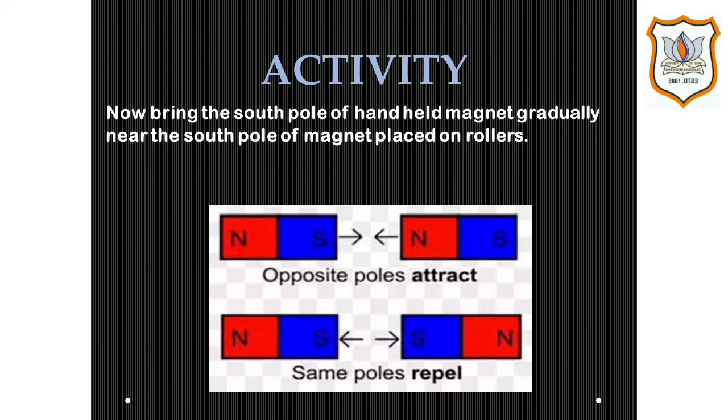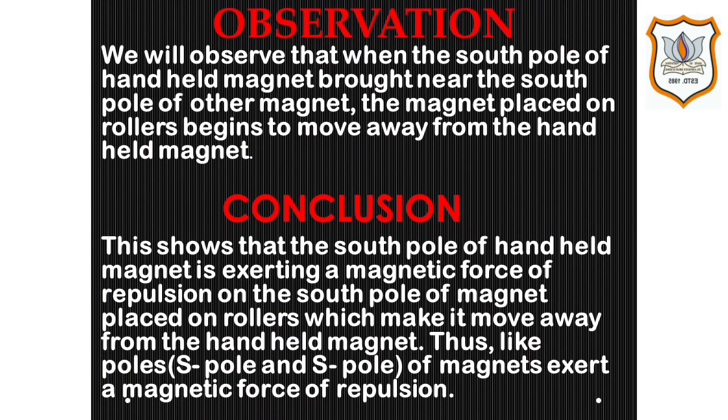Now bring the south pole of the hand-held magnet gradually near the south pole of the magnet placed on the roller. After performing this activity, we will observe that when the south pole of the hand-held magnet is brought near the south pole of the other magnet, the magnet placed on the rollers begins to move away from the hand-held magnet. And what is the conclusion of this activity?